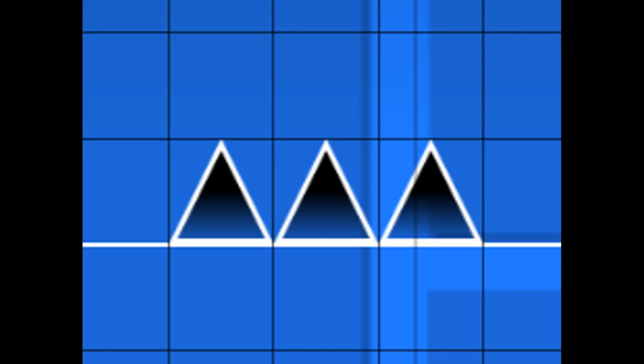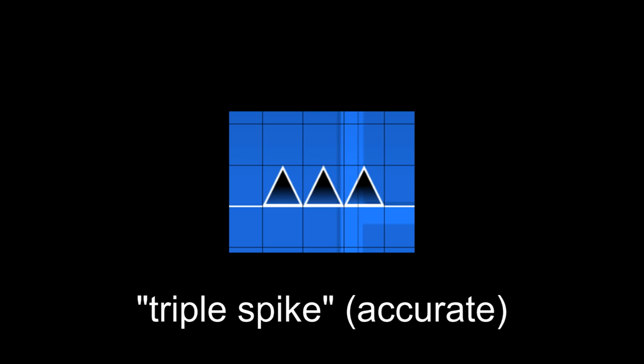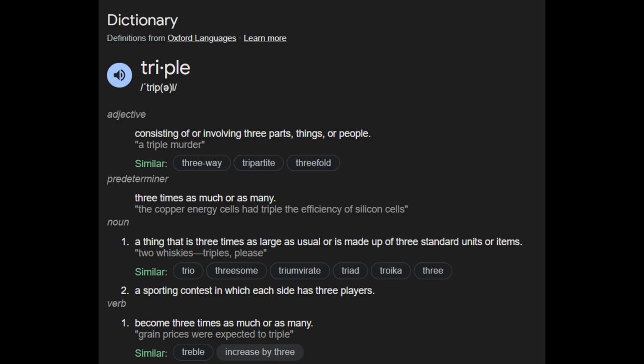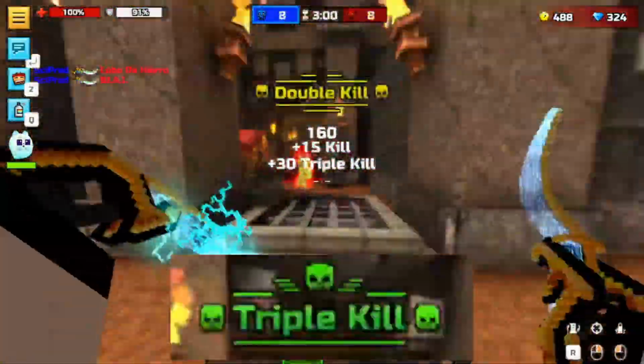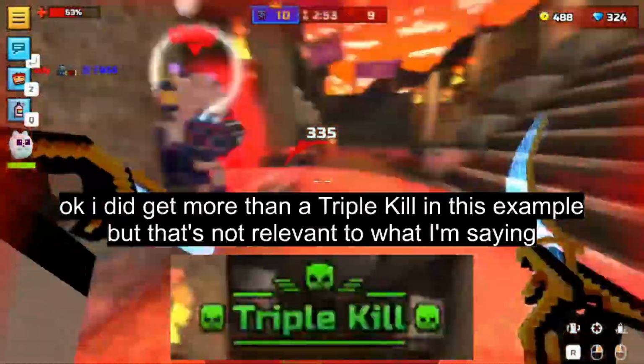This is a triple spike, or at least that's what most people call it. To most people, that's the most accurate and simultaneously most convenient way to refer to it. The word triple means that there is three times as much of something, or that something has happened three times. For example, you getting a triple kill means that you've performed the kill three times.